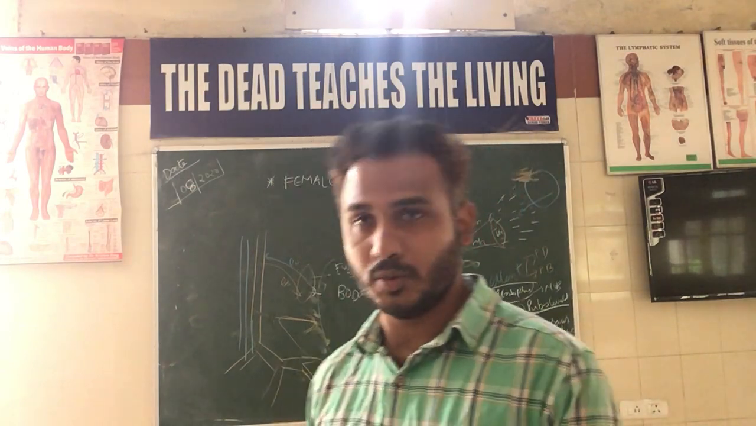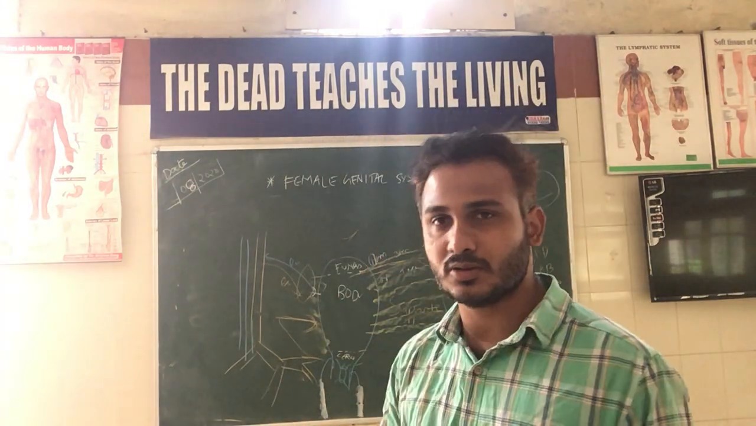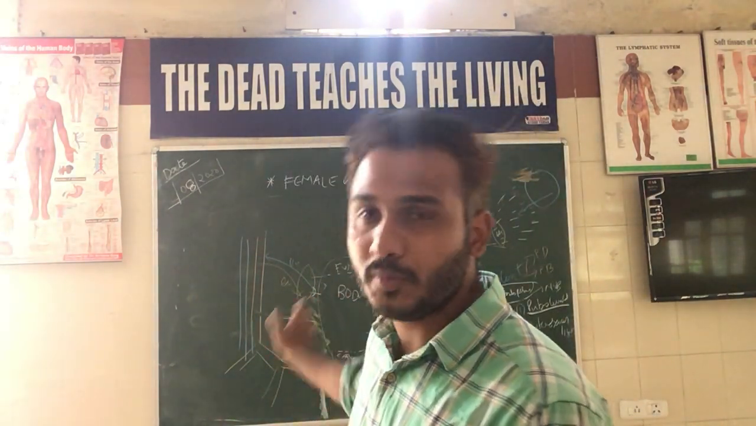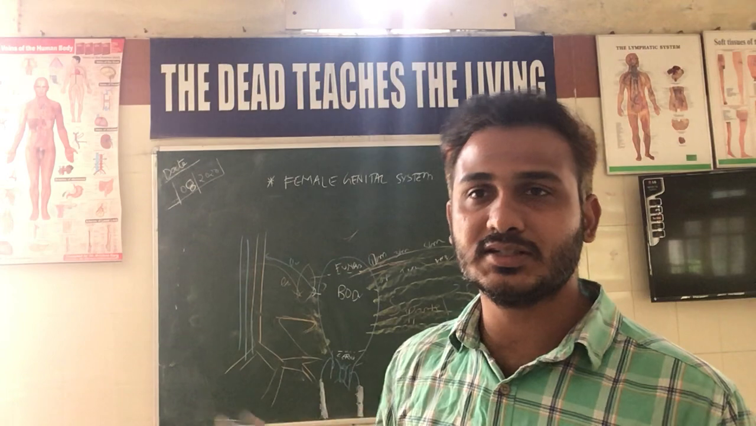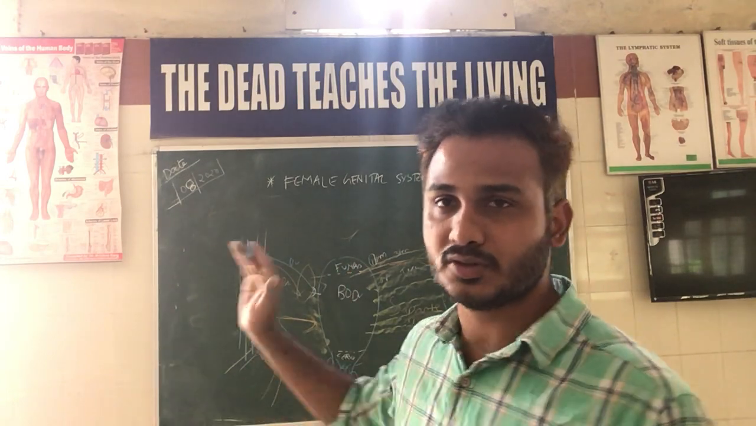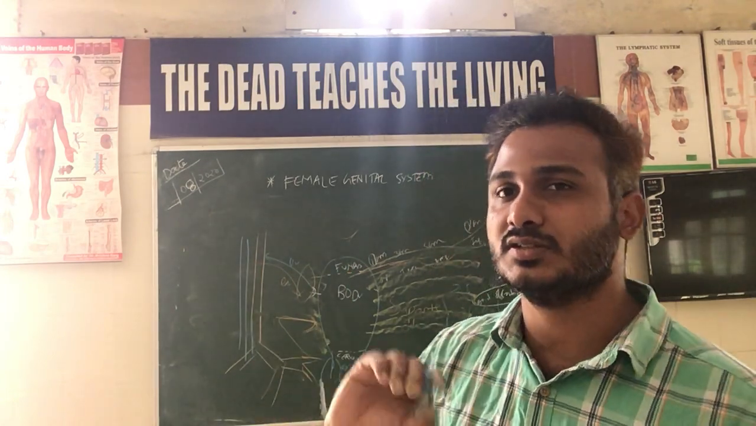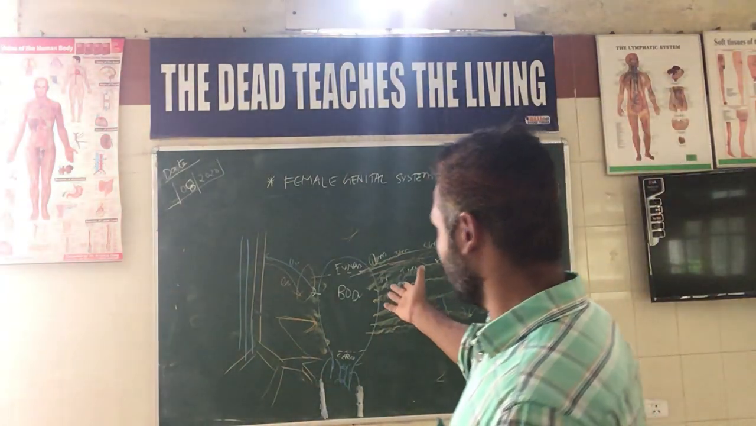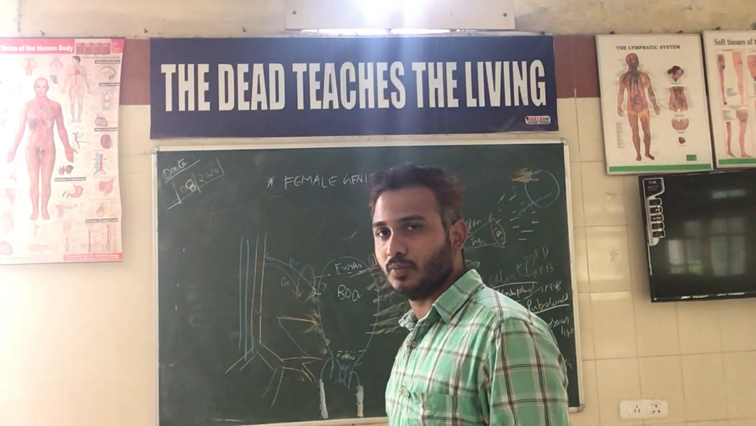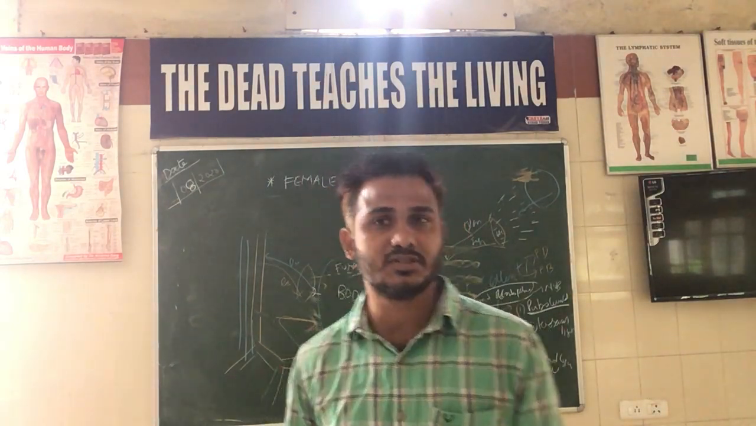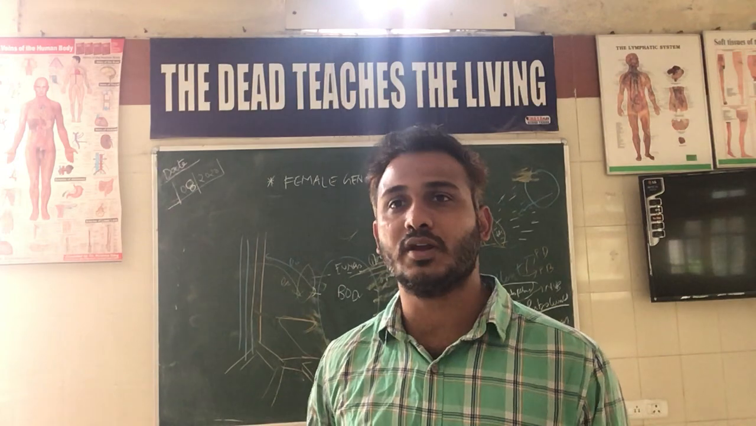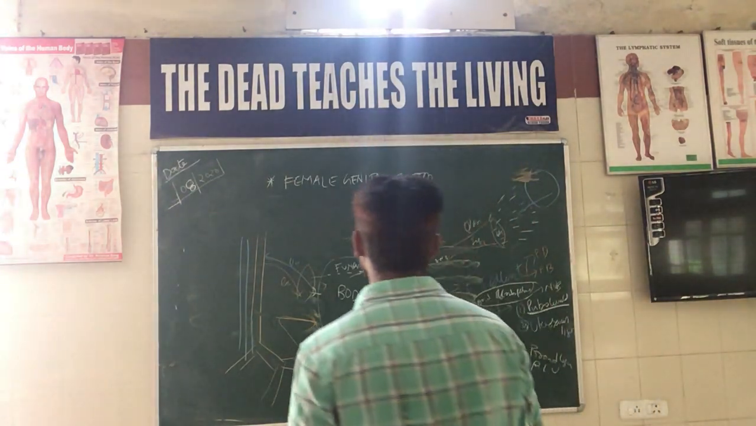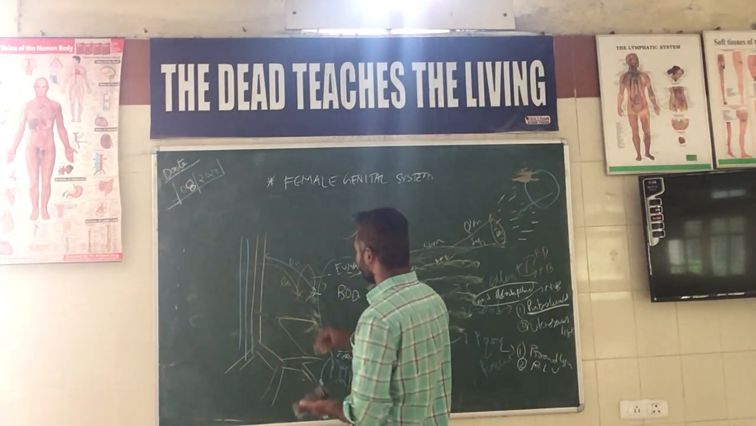Salpinx means tube. In investigations, there is something called hysterosalpingography. Hystero means uterus, and salpinx means tube, the fallopian tube. It is a radiological investigation with the help of which we can see the uterus as well as the fallopian tubes. This is one of the first line investigations done to inquire about infertility in females.